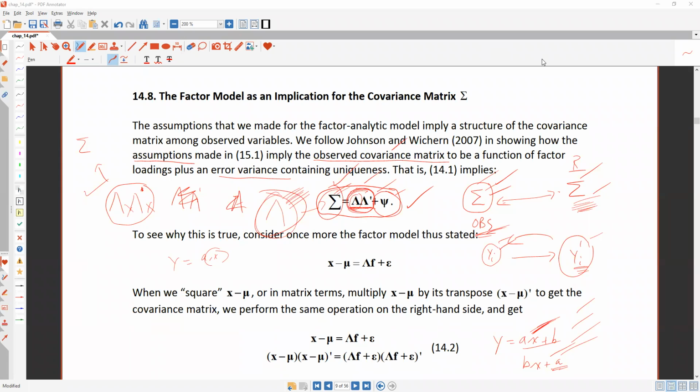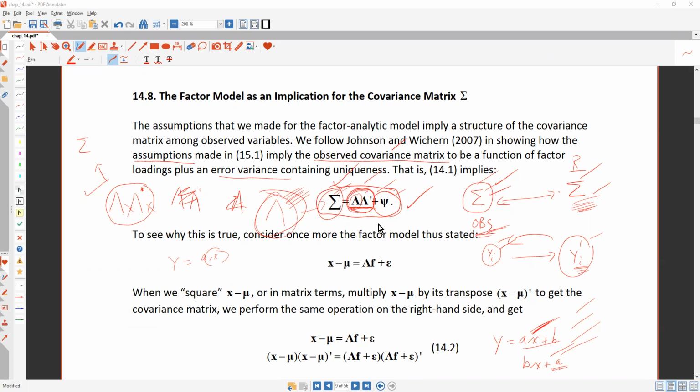Okay, so we're back with part two of 522 for October 29th. Before the break, we talked about the factor analysis model. We said that the factor analysis model has an implication for what the covariance matrix will look like, right? So we came up with this equation right here.